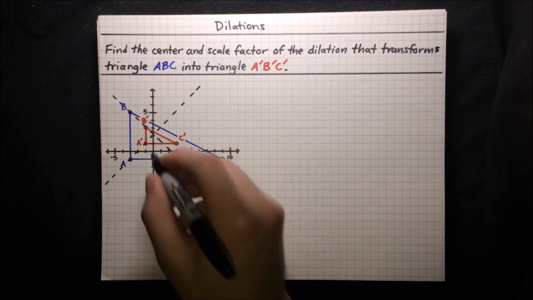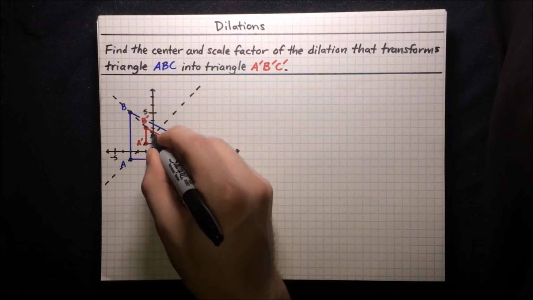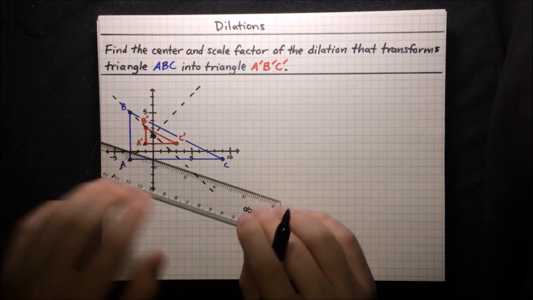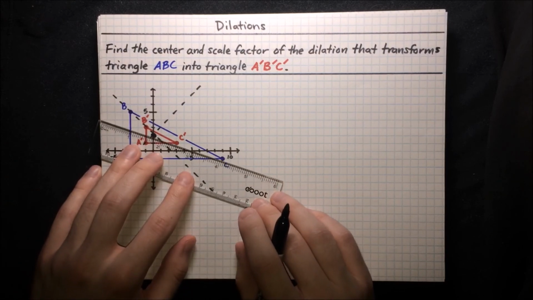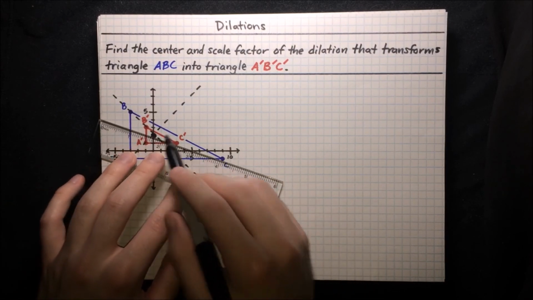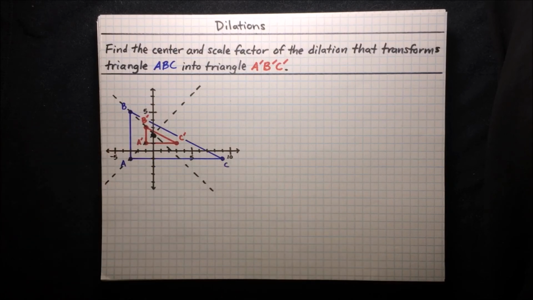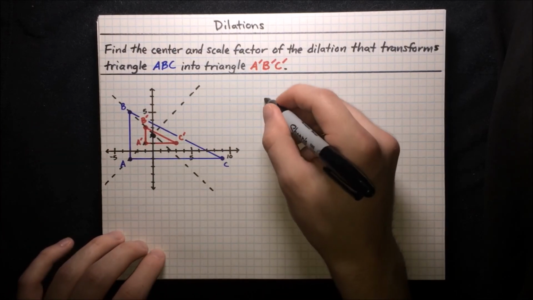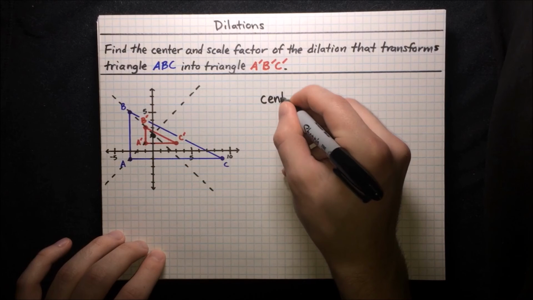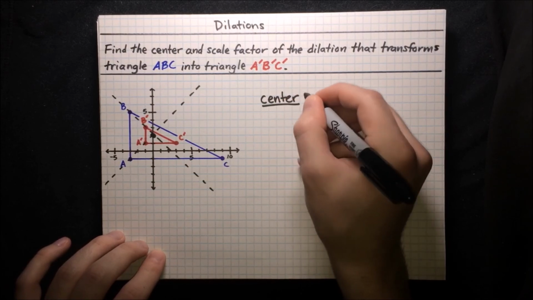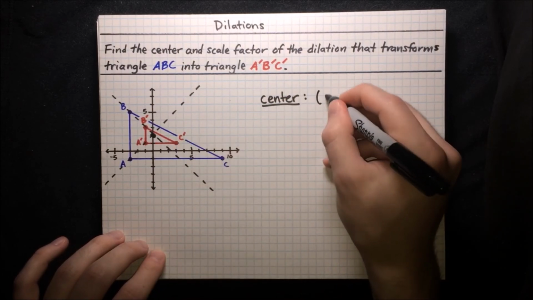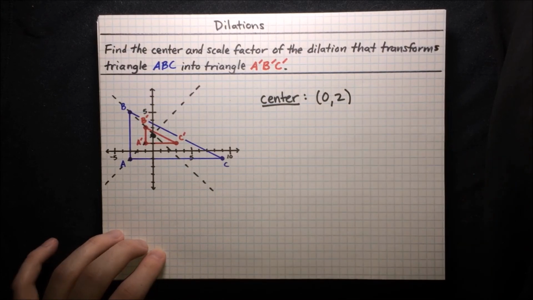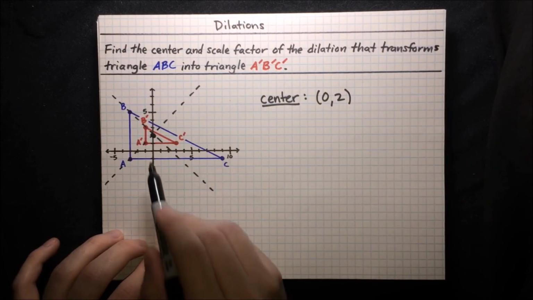And we can already see where they intersect. It's right over there. And indeed, that also lies on the line containing C and C prime. Let's not draw it in though to avoid overcrowding the diagram. So we have the center. We can go ahead and write that down. The center is the point 0, 2. And now we can go ahead and pick out the scale factor.